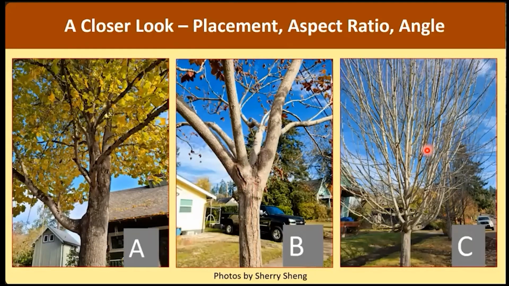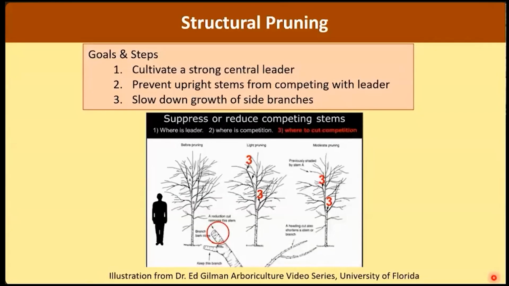And let's look at C. Okay, this is probably the best one. Placement: a little crowded. Vertical distance is probably on the small side, so we may want to remove some of the branches with thinning cuts. But in general, the angles are good. Aspect ratio is good. The branches are much smaller than the trunk. So C is best. But regardless of the problem and the severity of the problem, structural pruning is a way to improve the structure. And let's take a look at how that's done.